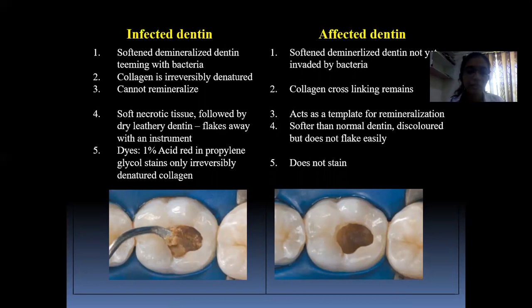Infected dentin will usually be a soft necrotic tissue, and it can easily be removed using a spoon excavator or a large round bur. The affected dentin will be softer than the normal dentin, but it will be harder than the infected dentin. The infected dentin stains with 1% acid red in propylene glycol stains, whereas affected dentin usually does not stain.